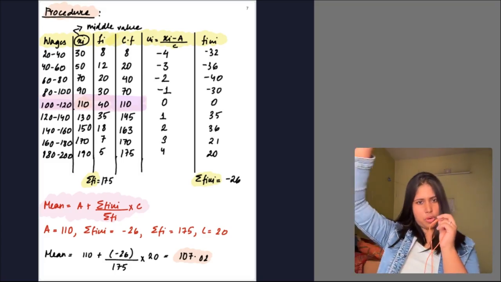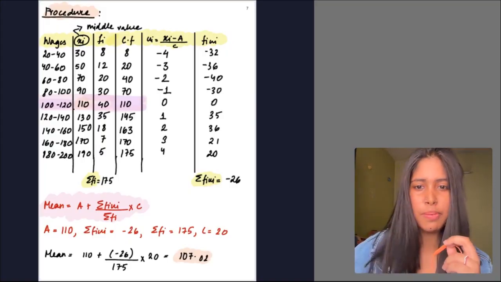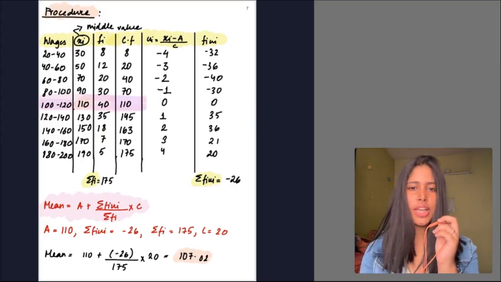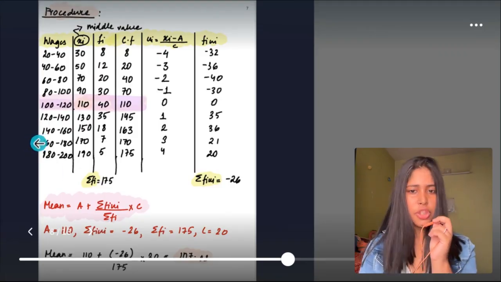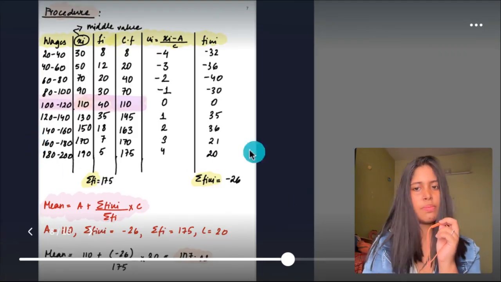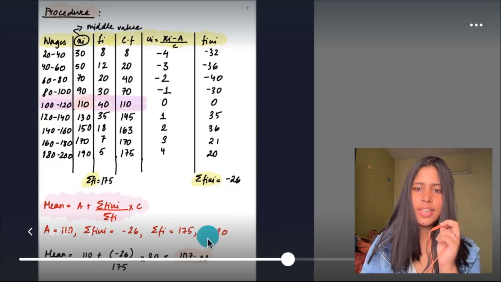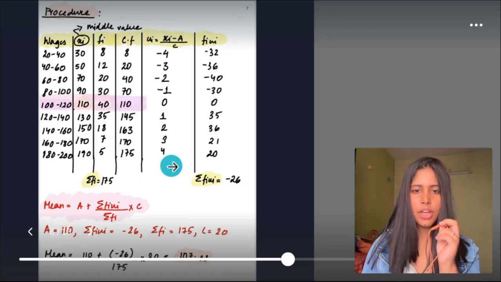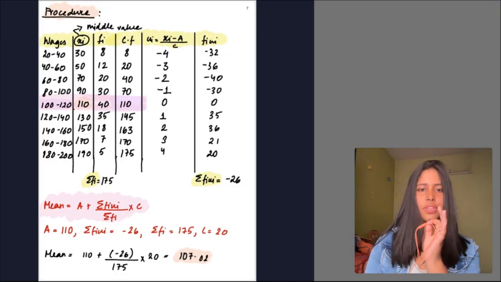Now, what is the formula for mean? Mean is a plus summation fi ui divided by summation fi, into c. And a is the assumed mean, which we have already discussed. Summation fi ui you have already calculated, minus 26. And summation fi is 175. And c is 20. Now, we put the values in the formula and we get the answer as 107.02.